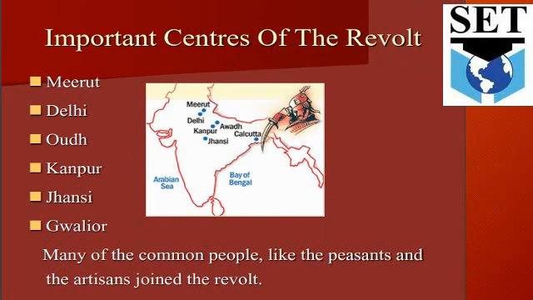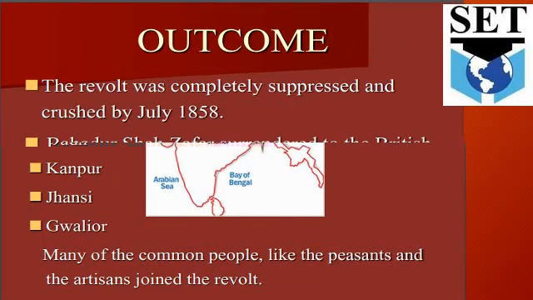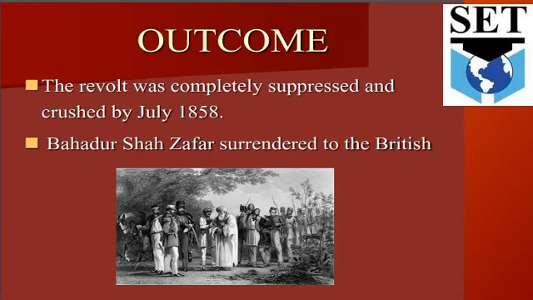What are the important centers of the revolt? Meerut, Delhi, Oudh, Kanpur, Jhansi, Gwalior. Many of the common people in these areas were peasants and artisans. So what were the outcomes? The revolt was completely suppressed and crushed by July 1858. Bahadur Shah Zafar surrendered to the British.